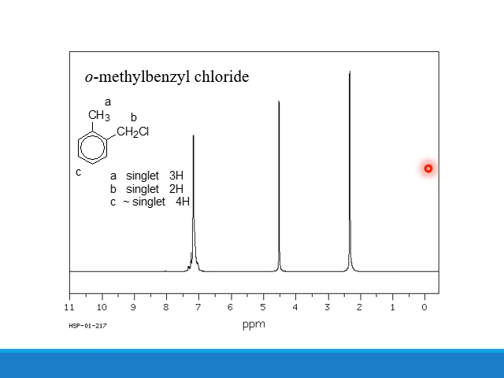Another example here. We have 3 different types of hydrogen. That's why we have 3 peaks here, but all of them are singlets because they have no neighbor hydrogens.